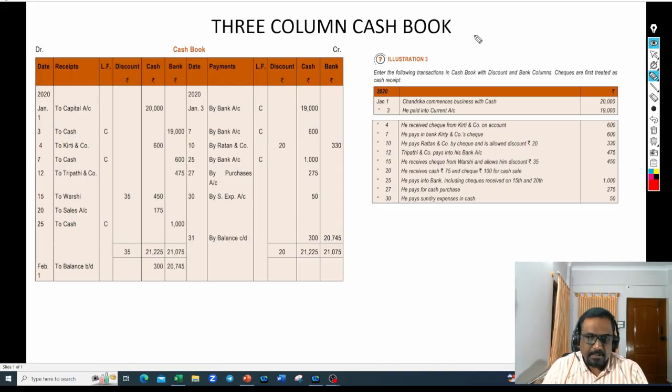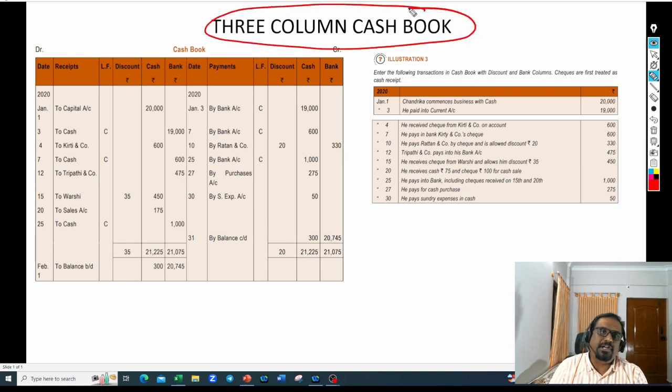Okay, guys. Let us discuss three columnar cash book. As the name specifies, three columns will be there in the debit side, three columns will be there in the credit side. Simple. As we discussed in double column cash book, two columns will be there in the debit side, two columns will be there in the credit side. Am I right? In triple column cash book, three columns will be there in the debit side and three columns will be there in the credit side.